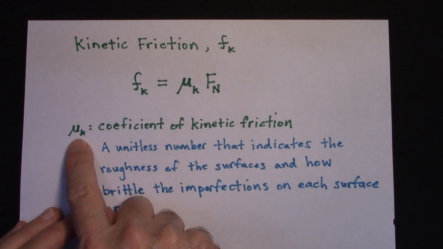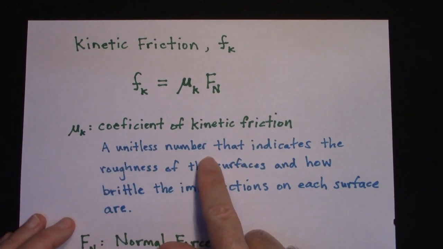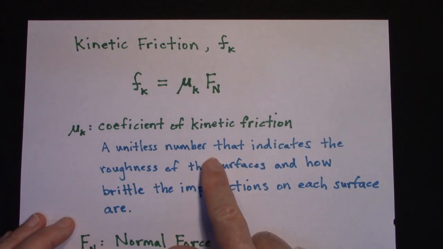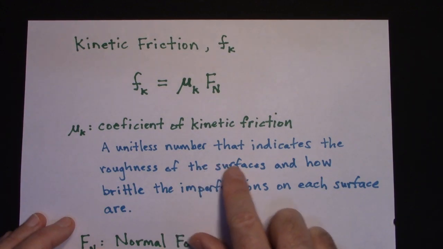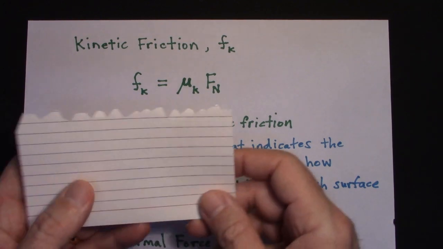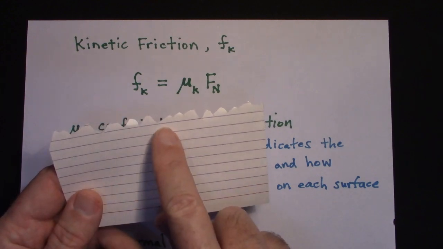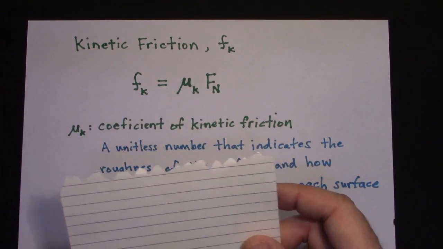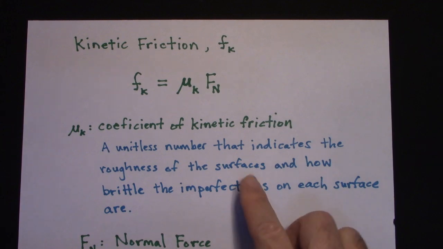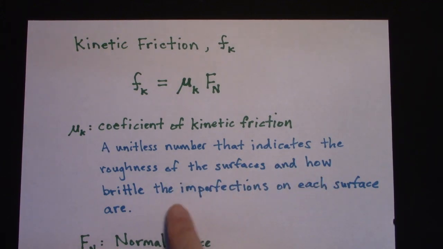Okay, so you've got this mu k, and the coefficient of kinetic friction is a unitless number. It doesn't have newtons or anything like that. And it indicates the roughness of the surfaces, just how rough these surfaces are. So this would tend to have a bigger mu k than something else when combined with another surface. So it depends on how rough both surfaces are, and then how brittle the imperfections are of each surface.